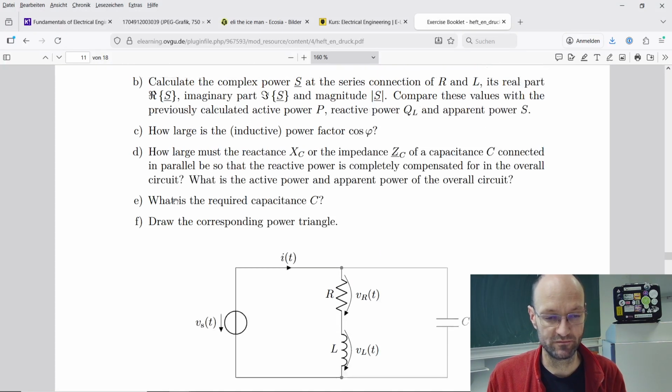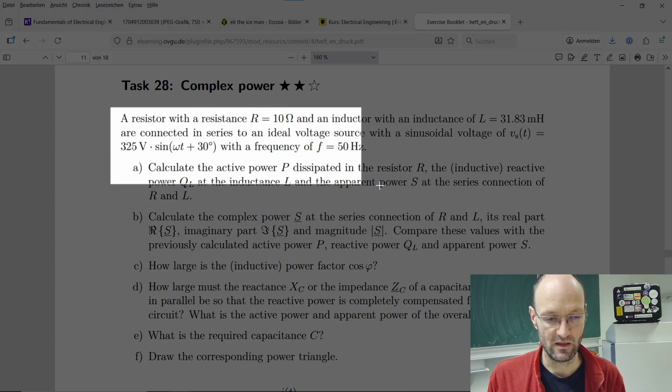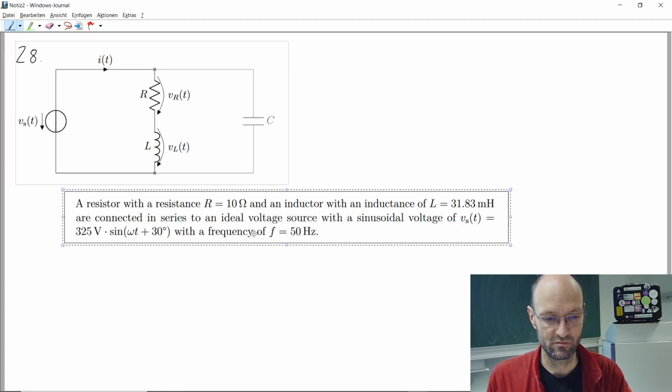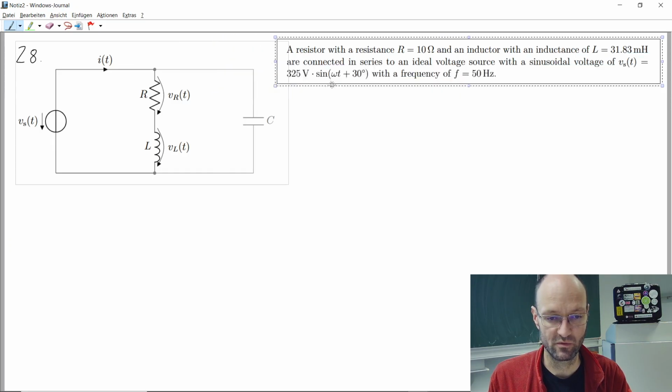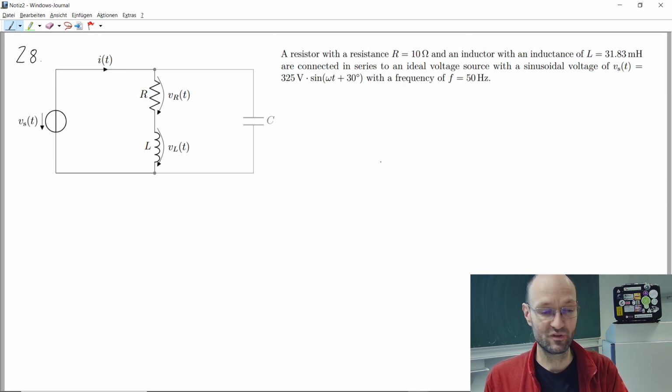And the first one says, okay, we have a resistor, this has a certain resistance, we have some inductor, this has a certain inductance, and they are connected in series, as we have seen, to some ideal voltage source that has a source voltage. And so maybe I should copy these values as well and paste them into the drawing program and make it a bit smaller so that we have some more space to do something.